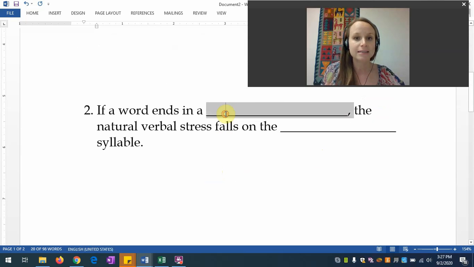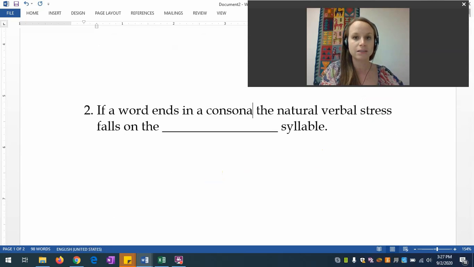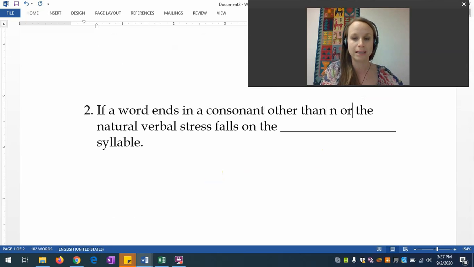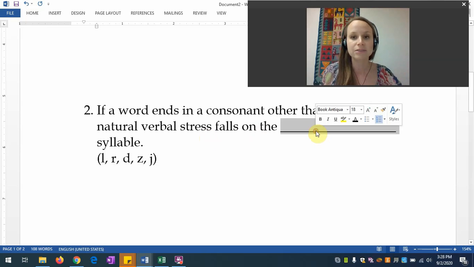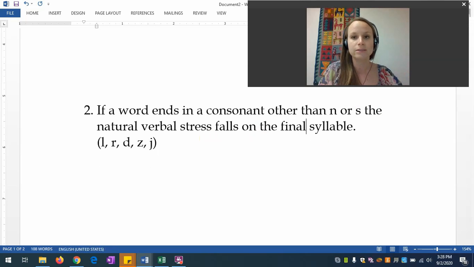If a word ends in a consonant other than N or S, meaning anything that's not A, E, I, O, U, Y, N or S, but usually in Spanish, it's going to be L, R, or D, every once in a while Z. I only know of one J. So if it ends in one of those letters, a consonant that's not N or S, the natural verbal stress will fall on the final syllable. The last syllable will get that emphasis when you're saying the word.